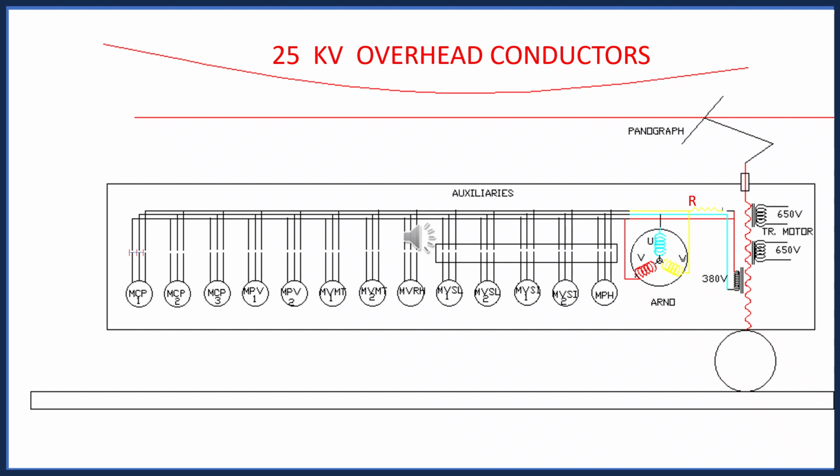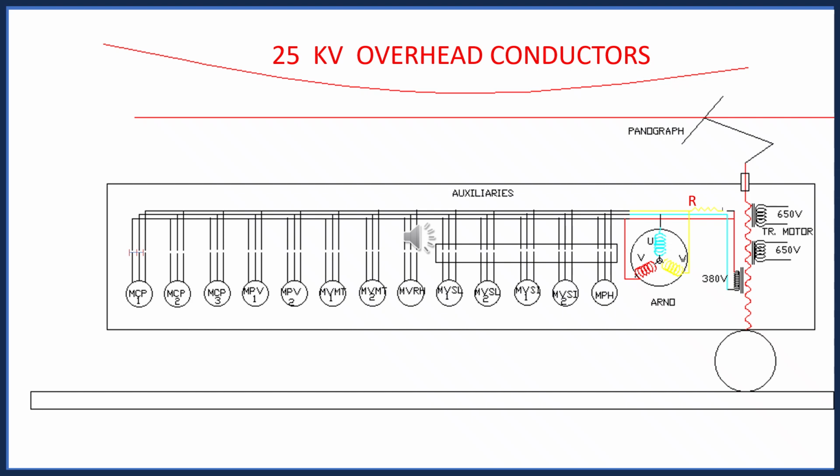To start the engine and raise the pantograph, we are using 110 volt DC. 110 volt DC is energizing a baby compressor. It will create sufficient compressed air pressure to raise the pantograph, and the pantograph will be raised. The DJ will be closed with the compressed air pressure of the baby compressor. Once the loco starts, it is not required.